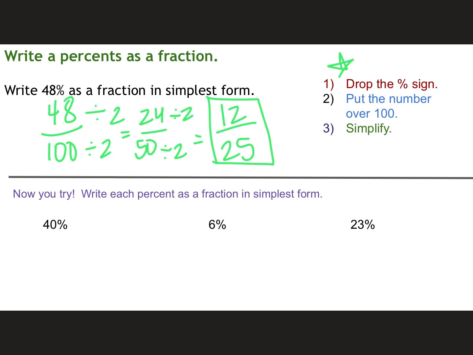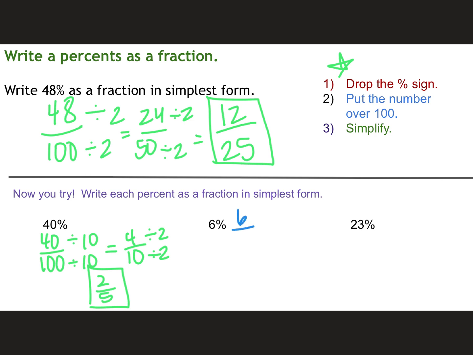You try these next ones. Pause, watch through it, and then check your answers. 40%, put the number over 100, and then simplify. I know I can divide the top and bottom by 10, which would be 4 over 10, and I can divide again by 2, which would be 2/5, and that then is in simplest form.